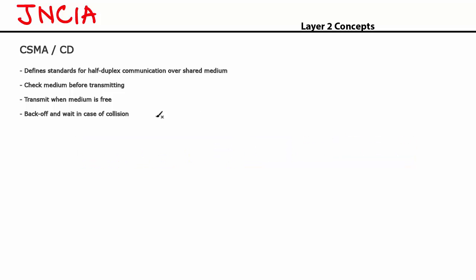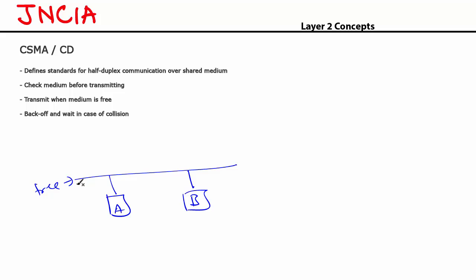Let's say we have a shared medium and we have two computers here. It's computer A and this computer B. Both of them are connected to a shared medium. Now, when any of these wants to send data over the shared medium, they're going to first check to make sure that the medium is free. So the first thing to make sure is that the medium is free. After that, once it is determined that the medium is free, one of them can start sending the data.